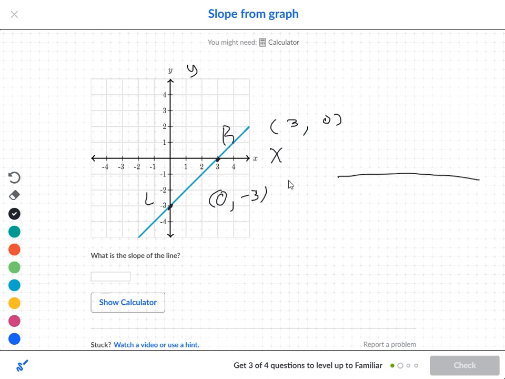So what we're going to do first is go up or down. In this case, we're going to go up 3. And now we want to move to the right 3. So we went up 3 and then went to the right 3. Well, you have the fraction now, 3 over 3. And what you can do with 3 over 3 is reduce it down. So 3 over 3 would be 1.